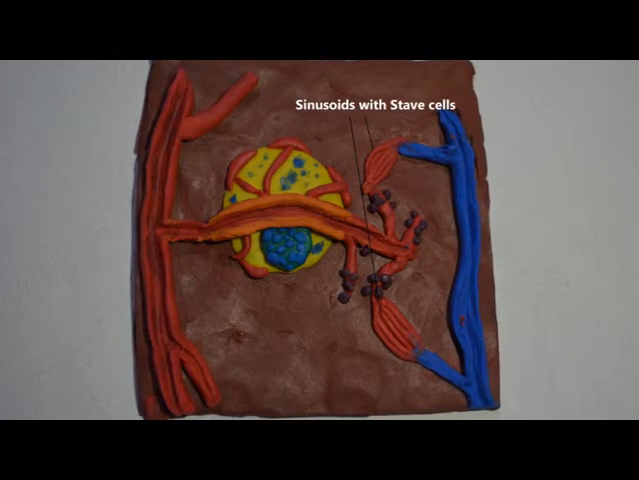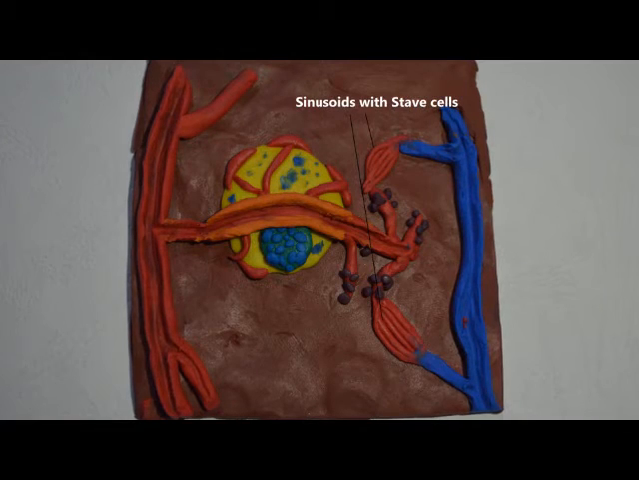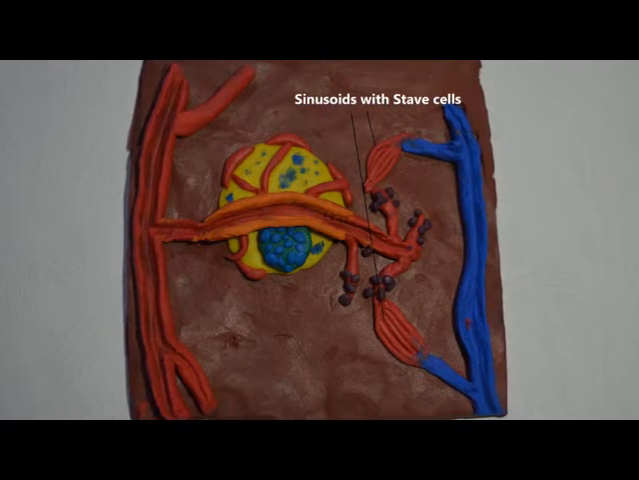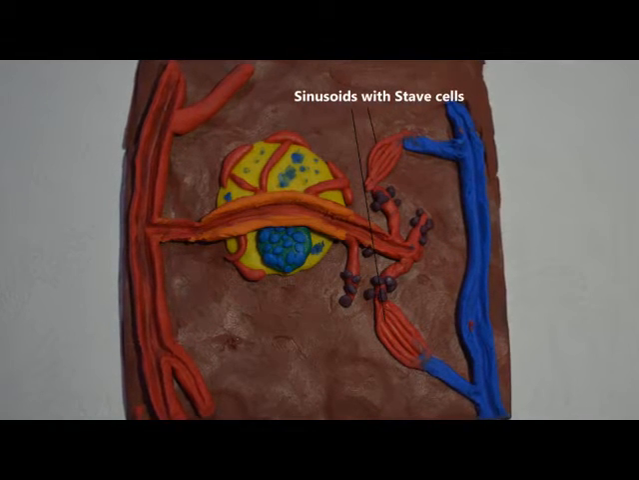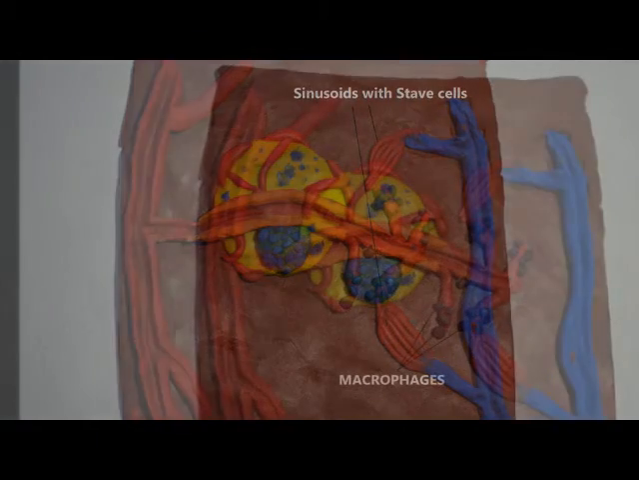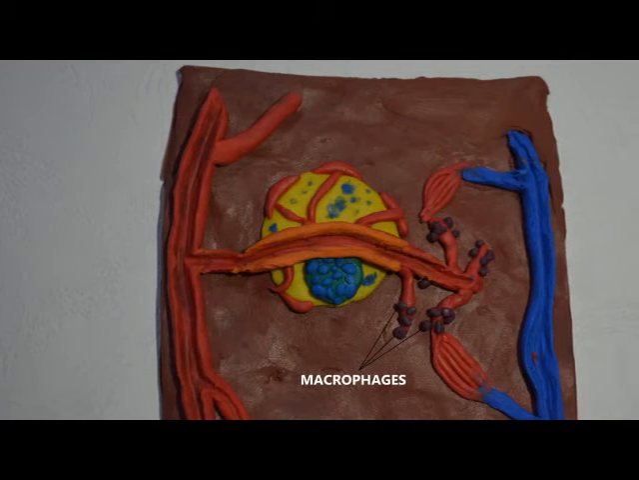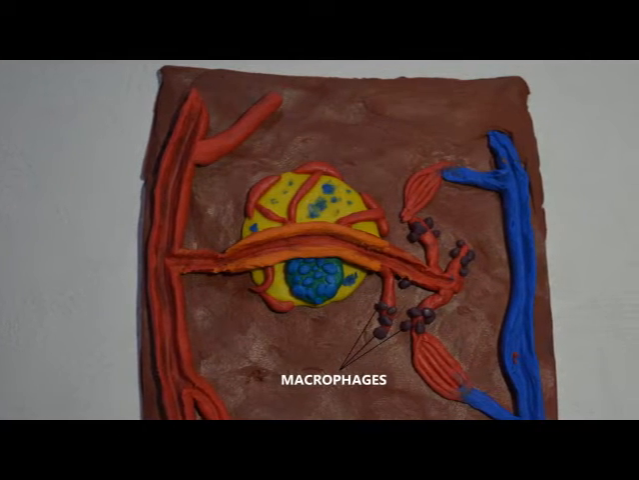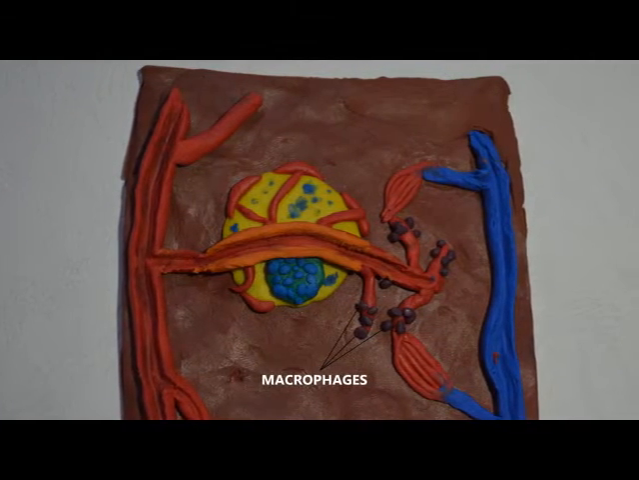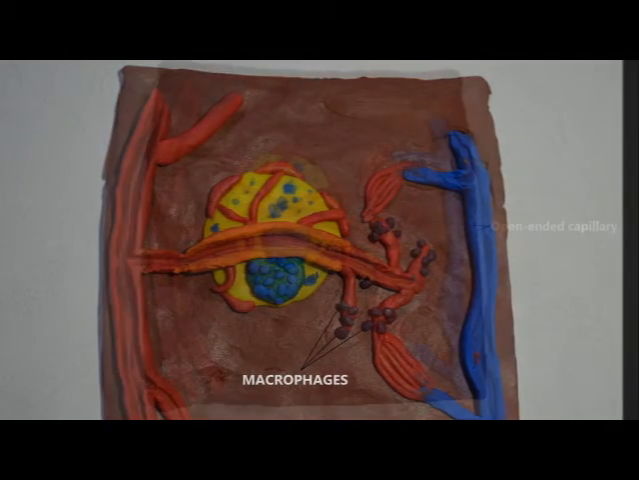These sinusoids have unusual elongated endothelial cells called stave cells. These stave cells have special properties that allow separation of healthy from effete, defective, and senescent red blood cells. These effete blood cells are then halted and removed from the circulation by the mobilization of nearby macrophages.